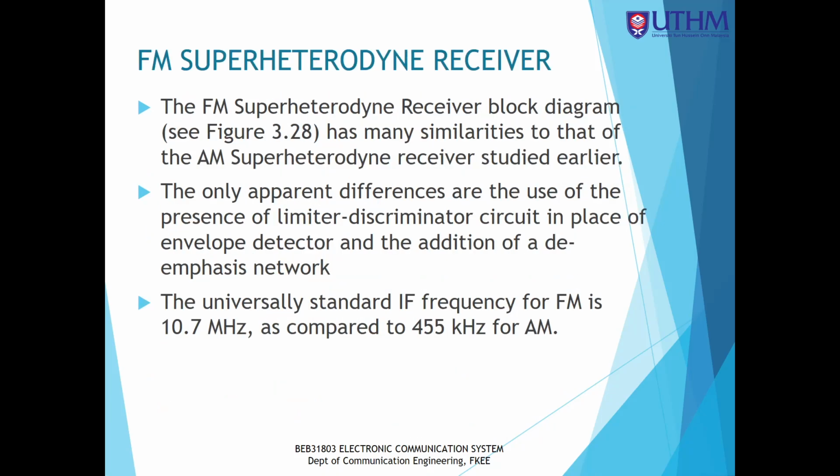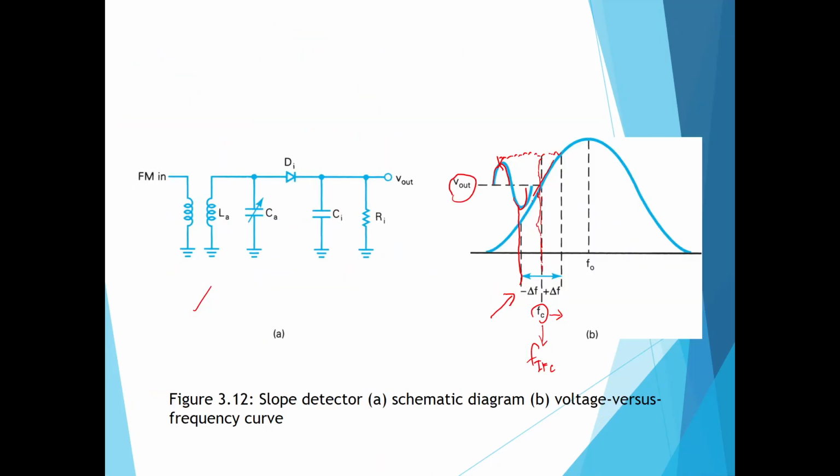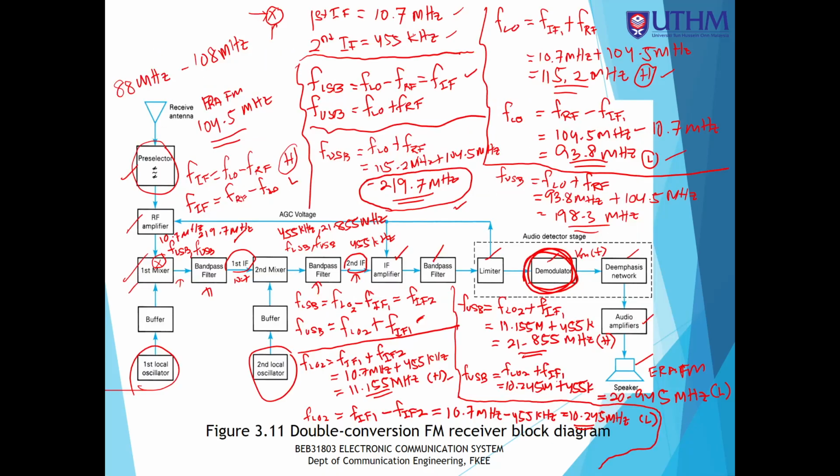Super heterodyne receiver. So we have learned about the super heterodyne receiver, like the double down conversion receiver that we have learned previously. This is the receiver system that we learned previously, the double down conversion. This is a super heterodyne receiver which uses double conversion of the signal. So this is what we call super heterodyne.